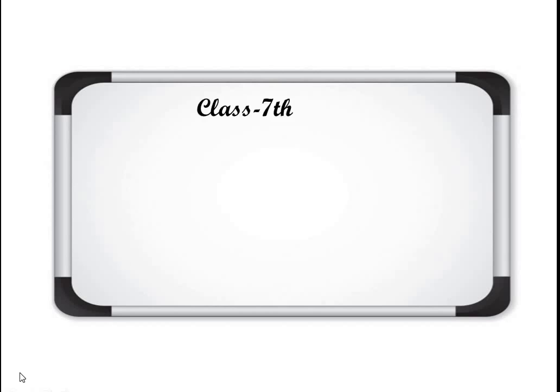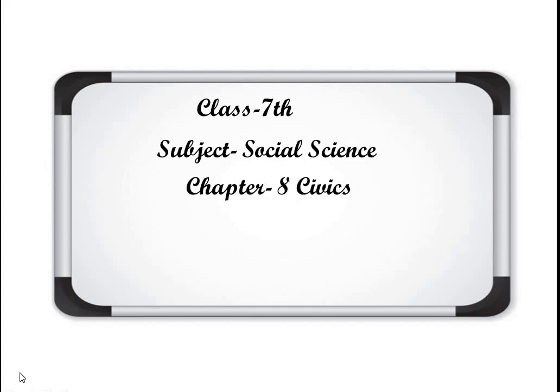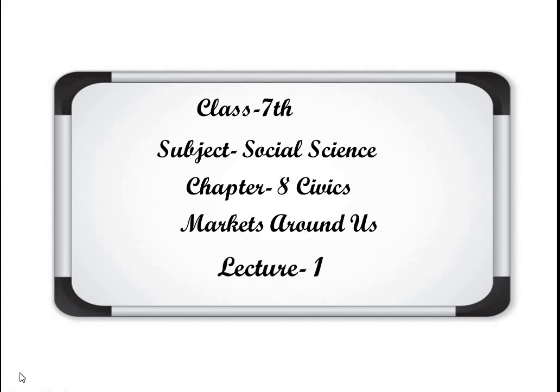This is class 7th, subject Social Science, chapter number 8 of Civics we are going to start today. Name of the chapter is Markets Around Us. So in this chapter we will study the markets in our surrounding, different kinds of market that we have, and as we know that the marketplace is a place where we go to buy or purchase different things of our daily use. So it's going to be our lecture number 1.